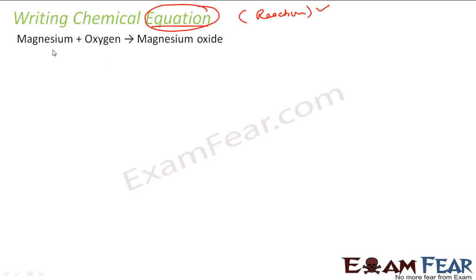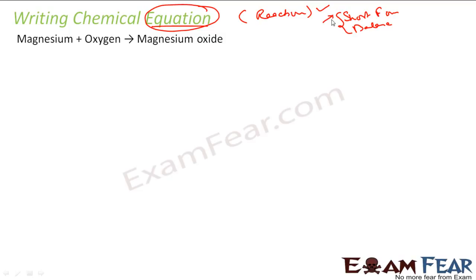The first thing is, instead of using magnesium, oxygen and all, we can use the short form of that, right? Also we can balance it. Balance it why? Because the law of conservation of mass says that you can't create, you can't destroy mass. So if you have one magnesium atom here, it has to be one magnesium atom here also, right? If you have, let's suppose, 2 oxygen atoms, then you should have 2 oxygen atoms here also. So those kind of balancing we can do if we have a chemical equation.